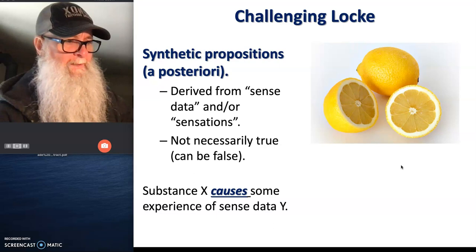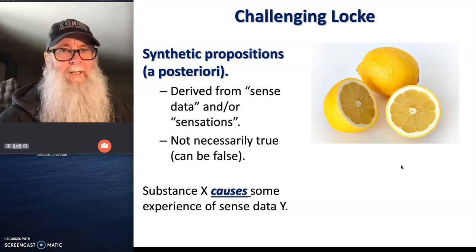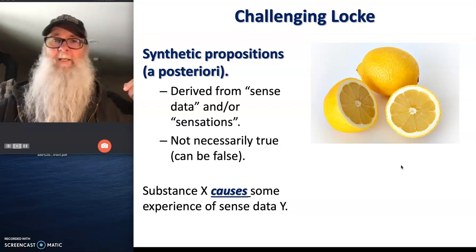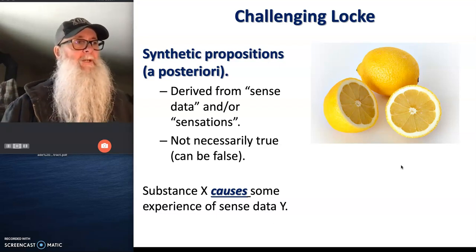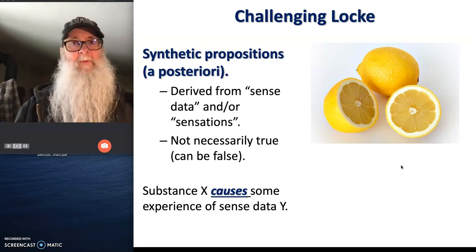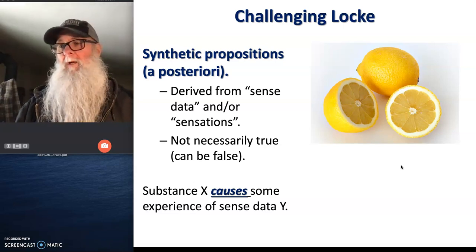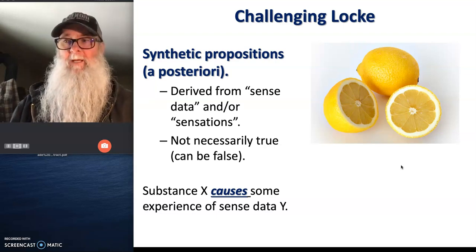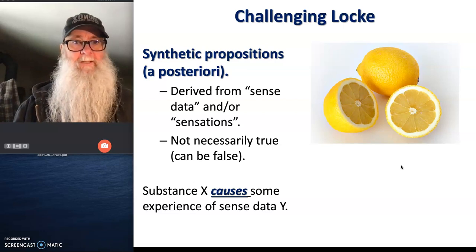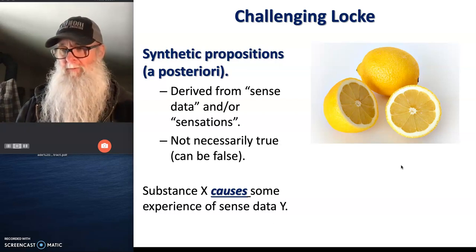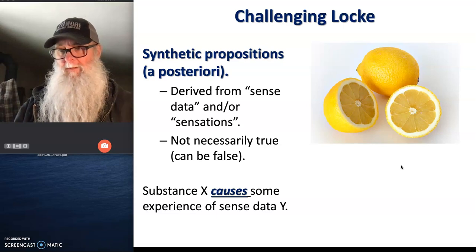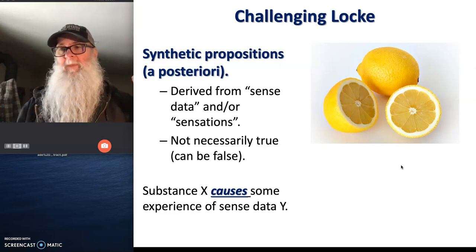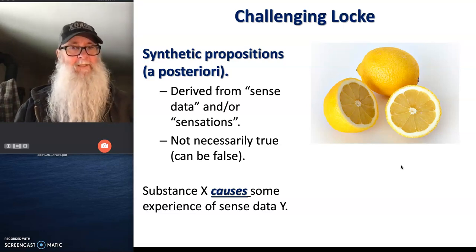Because remember, what Locke says is, when we make claims to knowledge, we're making synthetic propositions. We're making a posteriori propositions. These are statements about reality that we think reflect the way that reality actually is. And these statements can be traced back to experiences that we've had. They're not logically true by necessity, like "all bachelors are unmarried men" is logically true by definition. These are statements that we say are true about reality based on experiences we've had.